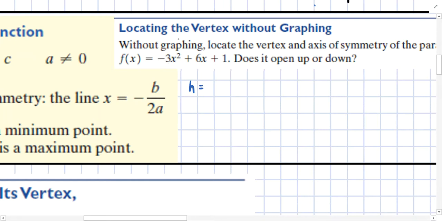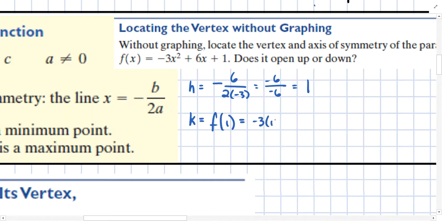Well, we are in standard form, so in order to calculate h, we would take the opposite of b, which is 6, divided by 2 times a, which is -3. And so that becomes -6 divided by -6. It looks like our h value is 1. Now that we have our h value, we can calculate our k value by simply substituting this h value into the formula for the function. And that would be -3 times 1 squared plus 6 times 1 plus 1, which comes out to be 4.